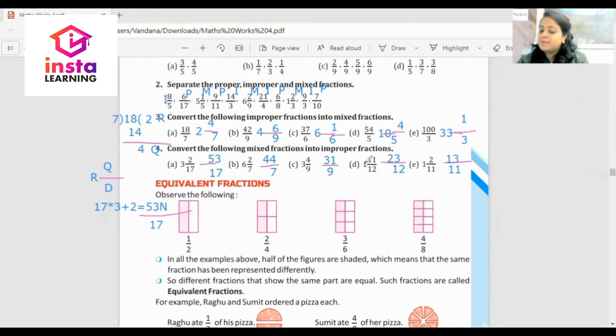12 ones are 12 plus 11, answer is 23. Numerator is 23 upon 12. Denominator is 12. 11 ones are 11 plus 2, 13 upon 11 means 13 is your numerator. 11 is your denominator. Yes, it's a very easy and important chapter. So just do these sums in your notebook.